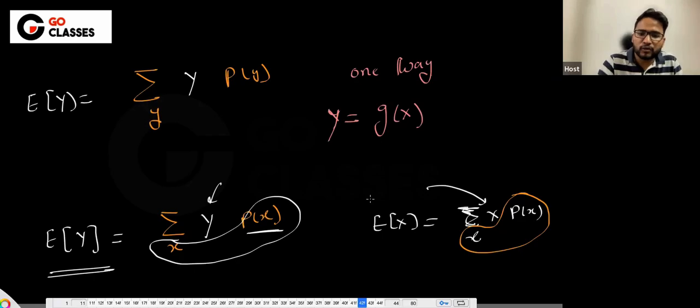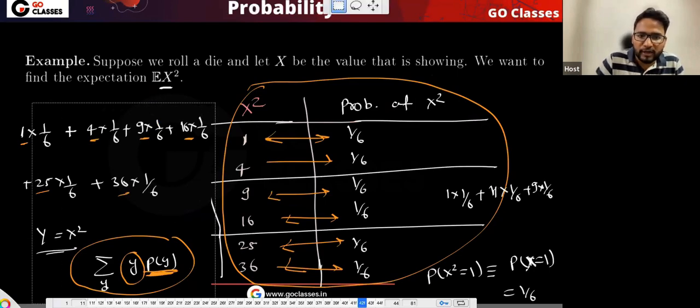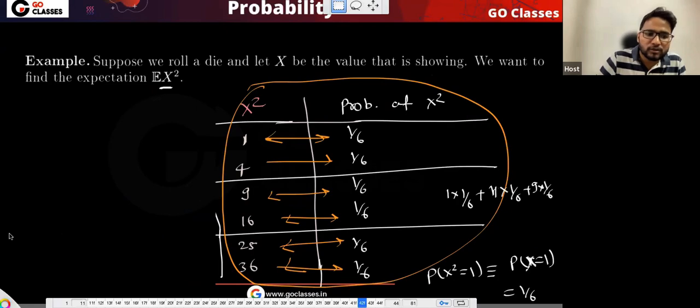Okay, let me just show you in this example. So if you do not find the probability distribution of y square, then what you are going to do, you are just going to say, let me use this way.